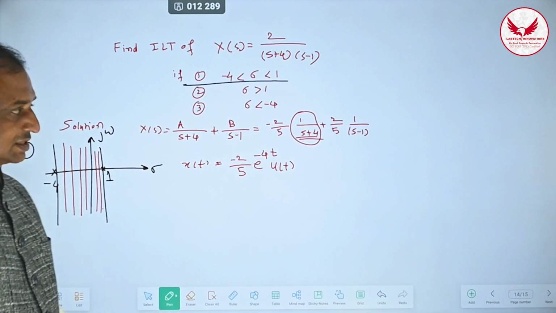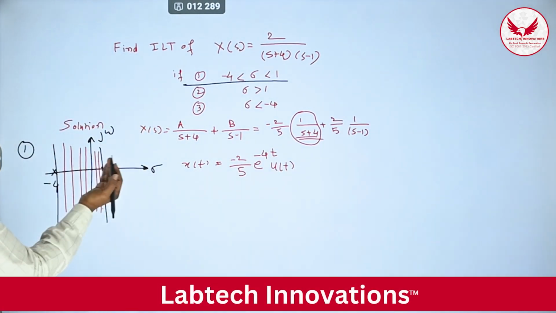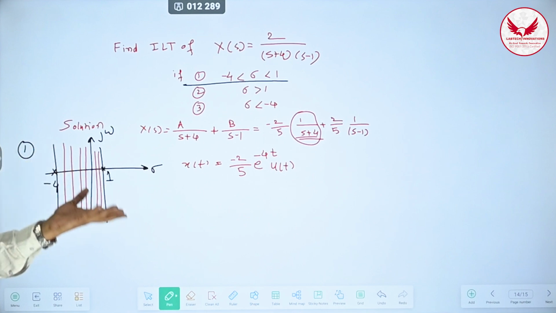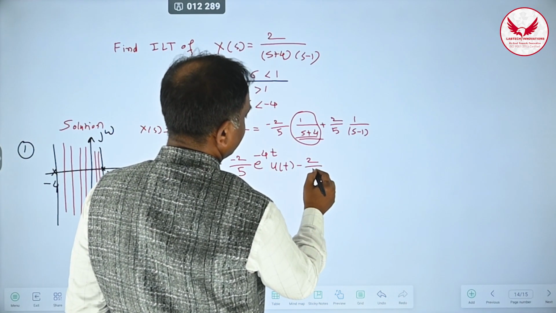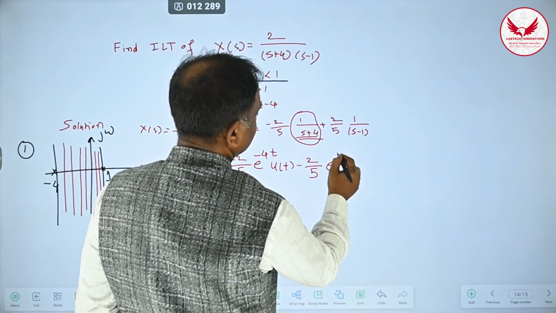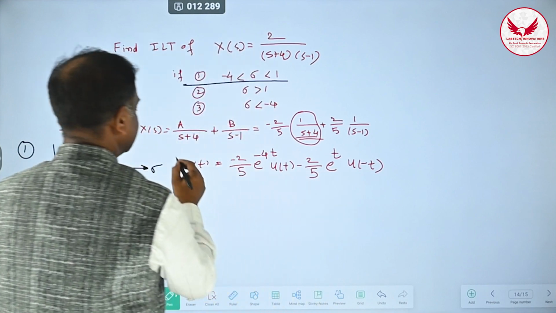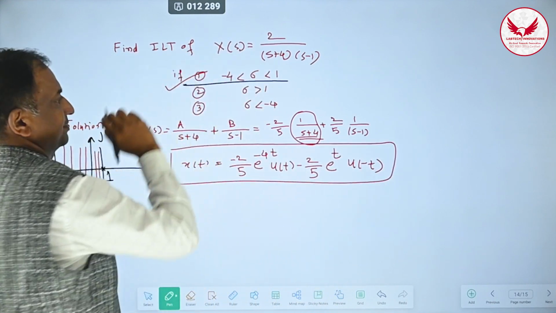Do the same for the second term. Now 1 upon s minus 1, the pole is at s equal to 1. Now the ROC is to the left-hand side of this, which means the signal is non-causal. If the signal is non-causal, u of minus t will be there. So here it is again minus 2 by 5 into e raised to t into u of minus t. So this is the inverse Laplace transform for the first ROC.